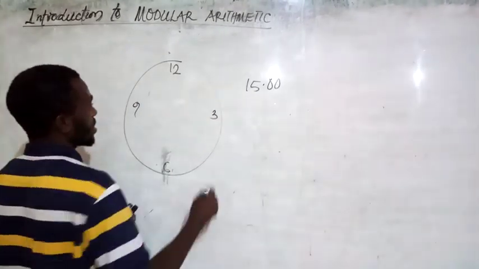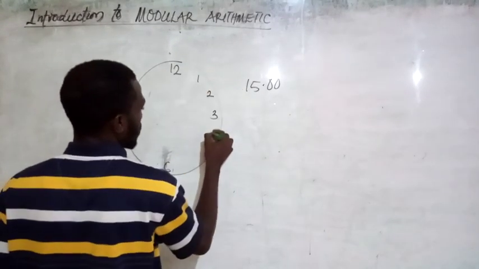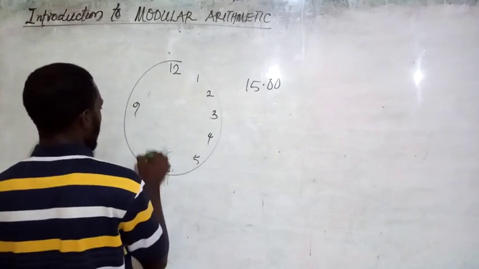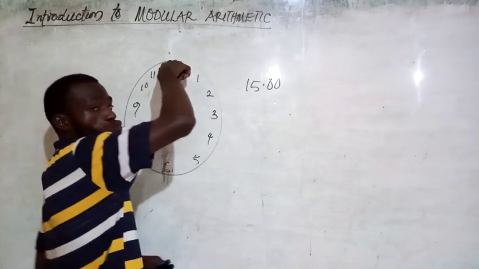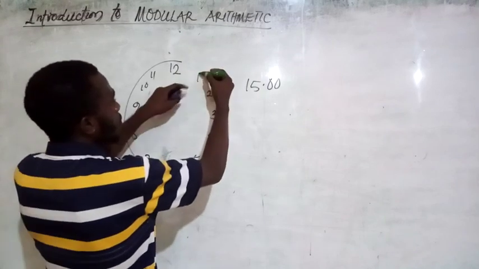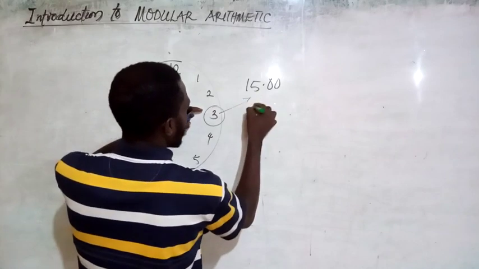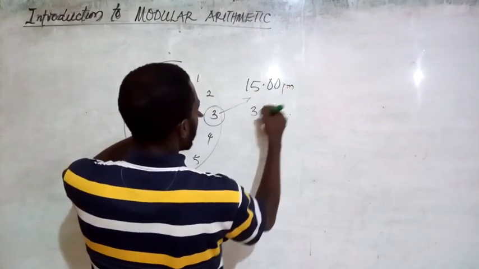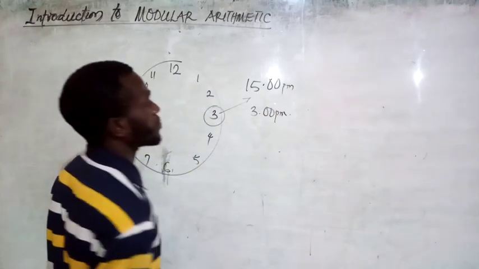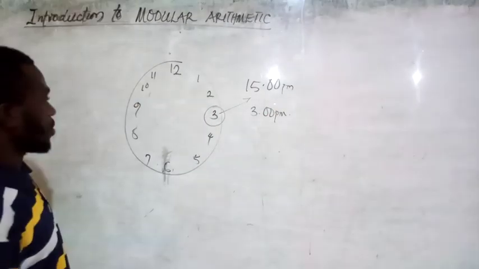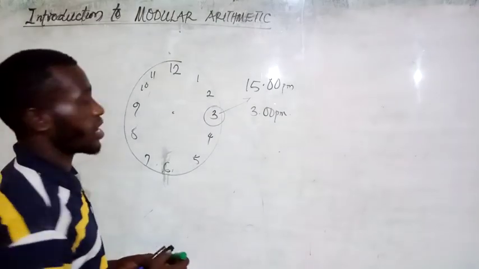You already know that 15 o'clock means 3 o'clock. And how do you get that? Because you wrapped up at 12. After counting from 1, 2, 3, 4, 5, 6, 7, 8, 9, 10, 11, you got to 12, you wrapped up and started from here, 13, 14, 15. So it means that 15:00 p.m. is the same as what? 3 o'clock p.m.